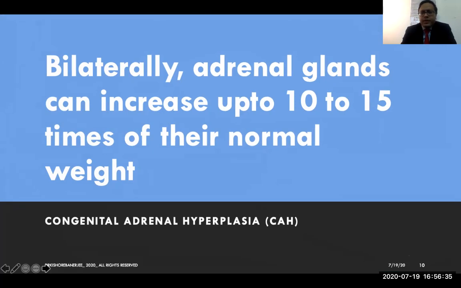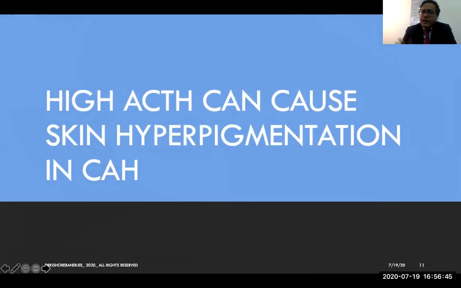So, as I already mentioned, bilaterally the adrenal glands could increase up to 10 to 15 times more than their normal weight. And another feature, which is not unique to this condition but can be seen due to the presence of high ACTH, is skin hyperpigmentation in CAH.